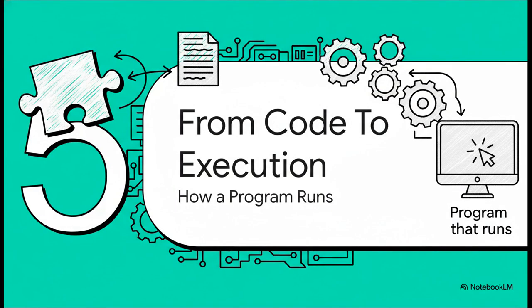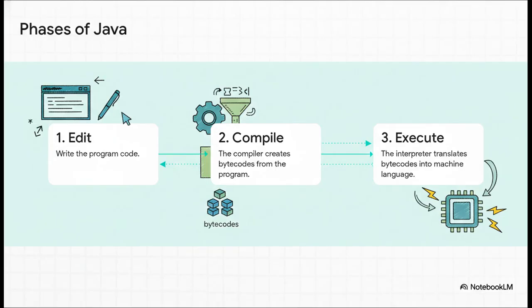So we have the rules of the language, and we have the boxes to store our information. Now for the final piece of the puzzle. How does the simple text file you wrote actually come to life and run on your machine? Well, it's a three-step dance. First, you edit your code. That's just you typing in a text file.